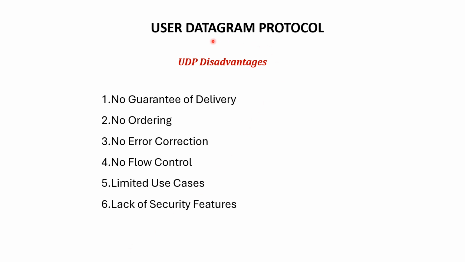UDP has several disadvantages which are important to consider when deciding whether to use it for a particular application. UDP does not guarantee that packets will reach their destination. There is no acknowledgement mechanism to confirm receipt of packets. Packets sent via UDP may arrive out of order. UDP does not implement any sequencing mechanism, which can be problematic for applications that require ordered data.